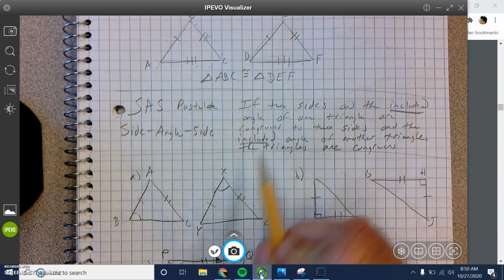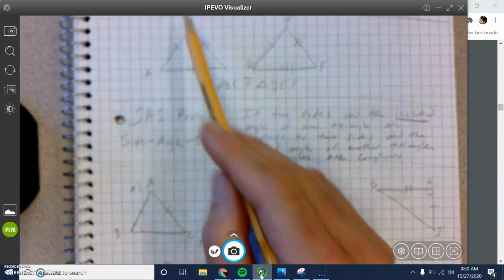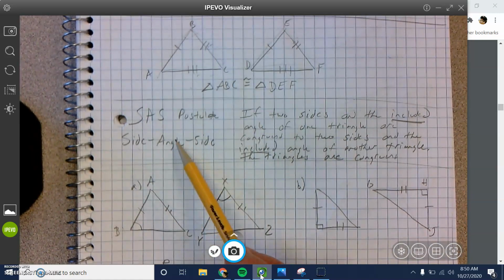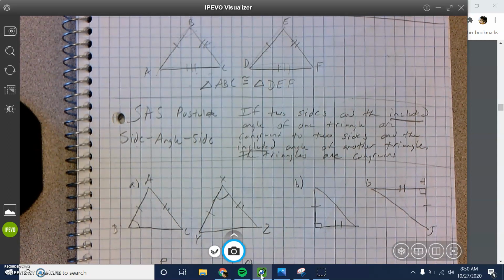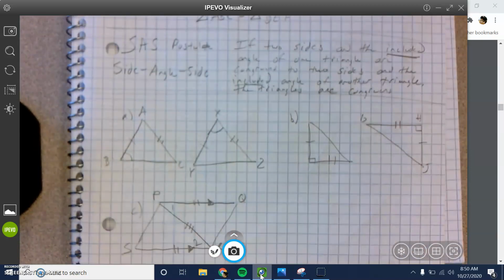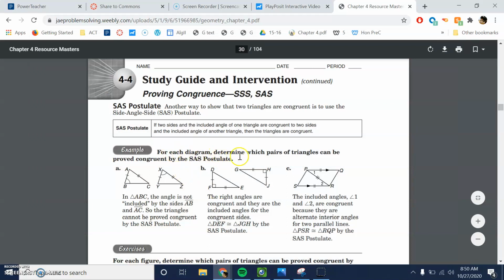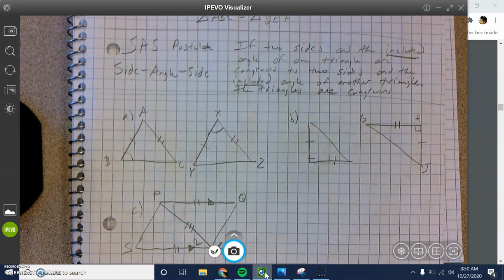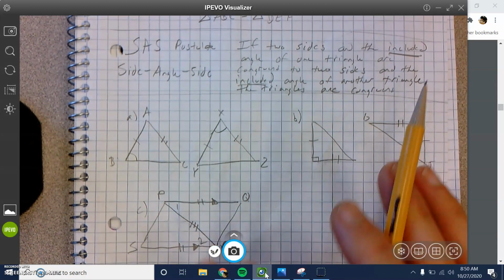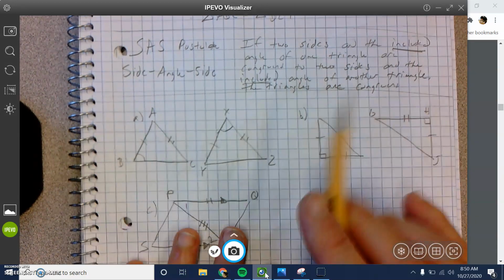Included is important. So we don't need side, side, side necessarily. Sometimes we just had a side, angle, and side. We good? Okay, this is what I mean. Once you got that down, I copied these 3 examples down. For each diagram, determine which pairs of triangles can be proved congruent by the side, angle, side postulate. So copy this picture, A, B, and C. I did it in my notes. So copy those pictures down. Let's talk about it. Sometimes side, angle, side works, sometimes it doesn't. We're going to get into it right now.